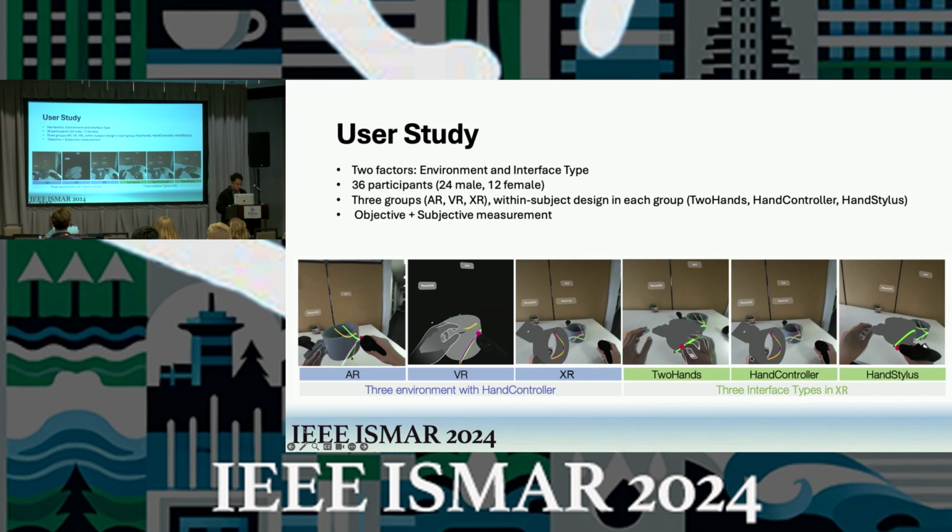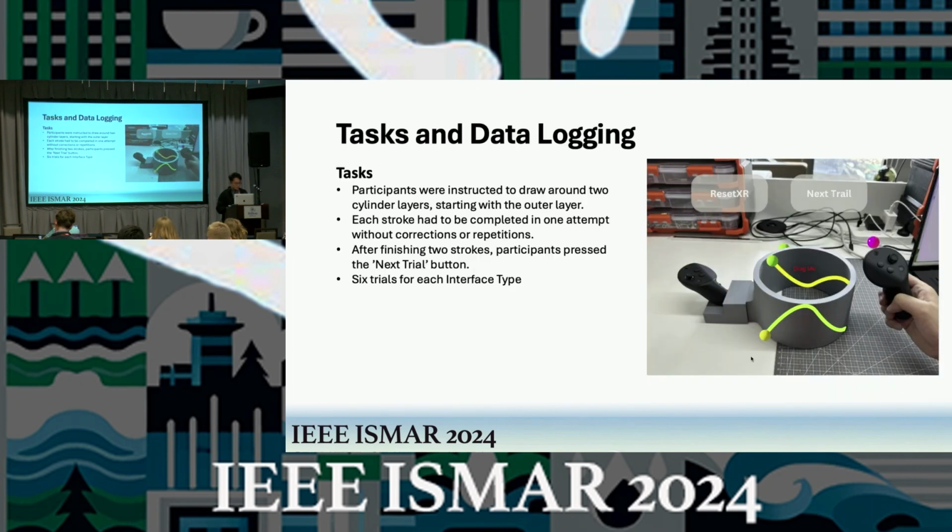This figure shows the 2 factors in our study, environment and interface type. 36 participants with medium drawing and VR experience were recruited and divided into 3 groups based on the environment. Each group of participants tried 3 different interface types in the experiment. In the experiment, users need to perform a raycasting task. They need to draw on both the inner layer and outer layer of the cylinder, and each stroke has to be completed in one go. After they finish drawing the 2 strokes, participants press the next trial button. There are 6 trials for each interface type.